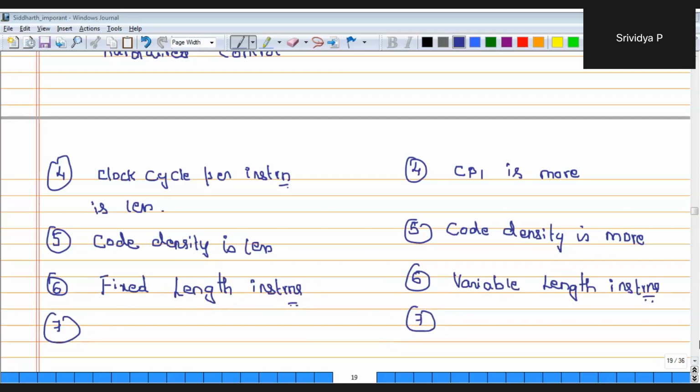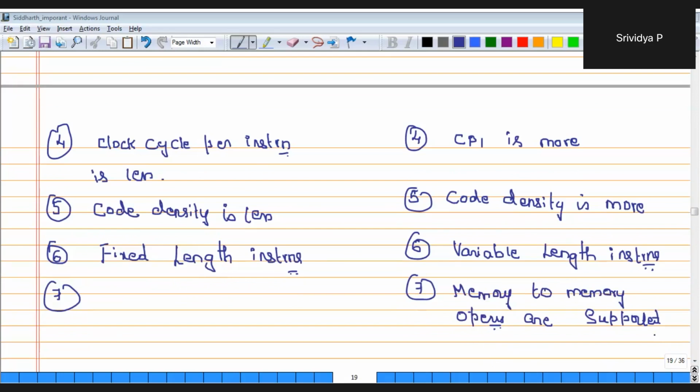The next difference is that in CISC architecture, memory to memory operations are supported. When I say memory to memory, let me take one example and explain. Memory to memory operations are supported. In RISC, no memory to memory operations are supported.